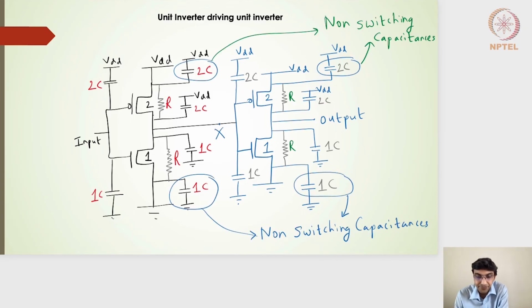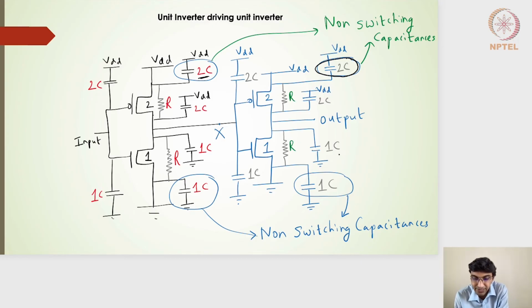Moving ahead, this is something we are anyway aware of. The 2C capacitances here, on both terminals have VDD, and similarly the 1C capacitances here, on both terminals have ground. So any changes on the input side or at the X output node will not change the voltage across the 1C and 2C capacitances, because on both sides they have a fixed potential of VDD or ground.